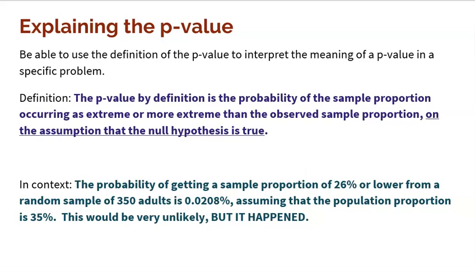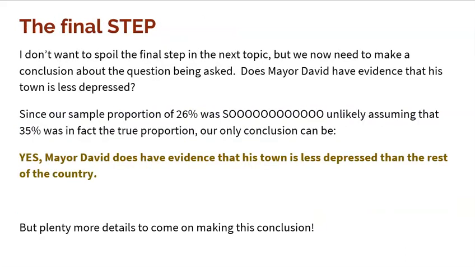So we were believing the null. We were believing that the truth is 35%. And what we just found out is that it's very, very unlikely. But it happened, okay? Now, that's it for step 3. Step 3, all you got to do is provide for me a z-score, showing just a little bit of work, and provide for me a p-value, showing me a little bit of work.